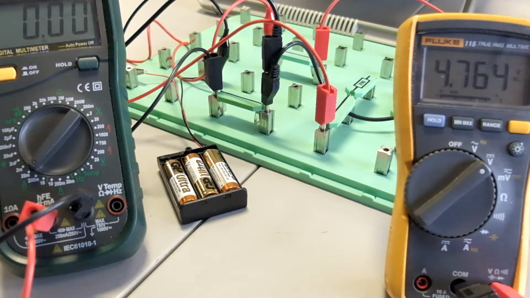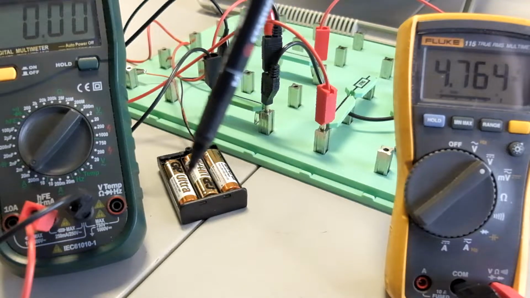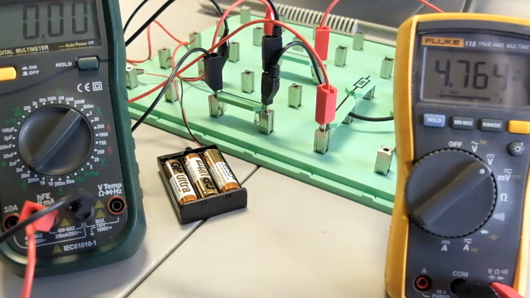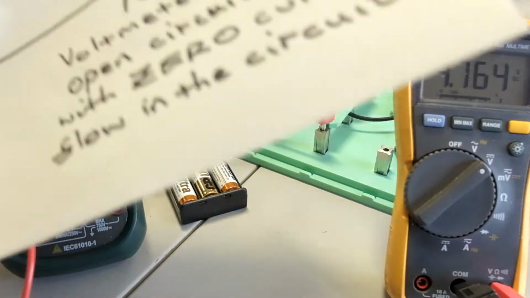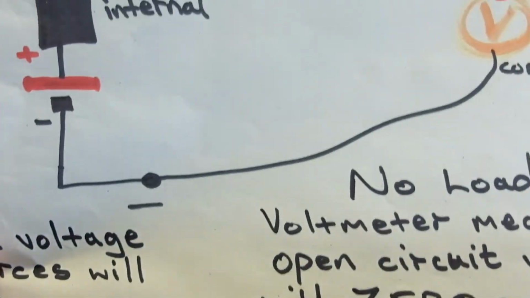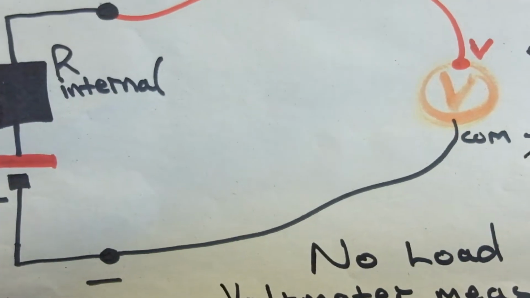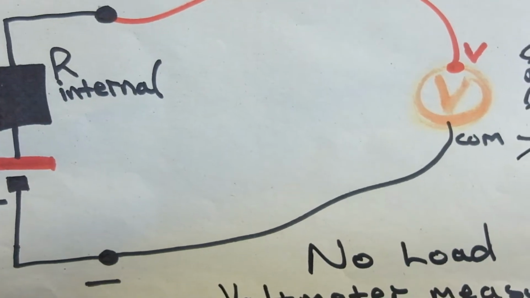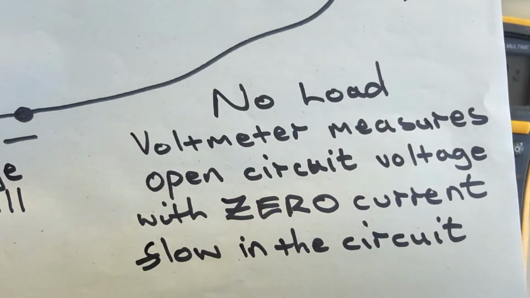We've got the open circuit voltage, which we need to record so that we can work out the internal resistance of each of those batteries. Zero current flowing. All voltage sources have some form of internal resistance. So we want to calculate what that internal resistance is by experiment.